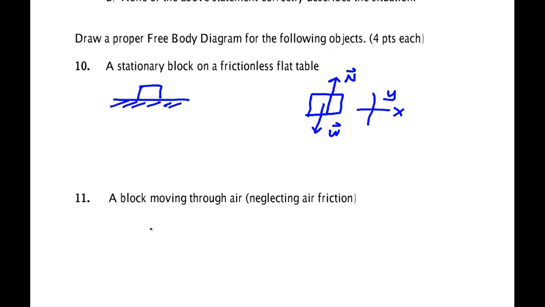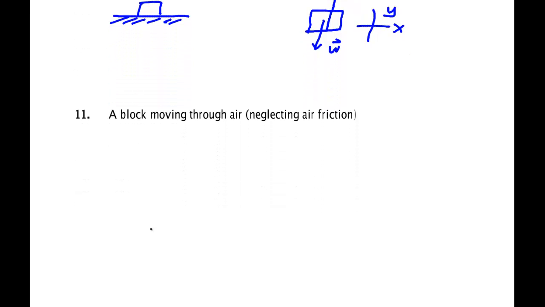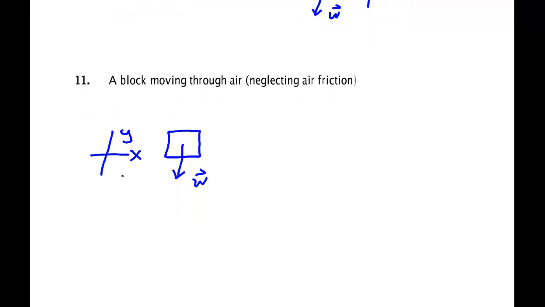Next one. A block moving through the air, neglecting air friction. I'll draw a block. And the block has weight. Does it have applied? No. It's flying through the air. Is there a normal? No, it's not touching a surface in contact. Tension? No, it's not connected to a rope. Friction? Says neglect air friction. That's it. Just need an axis and you're done. Some easy points there.